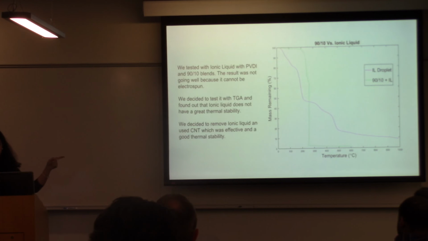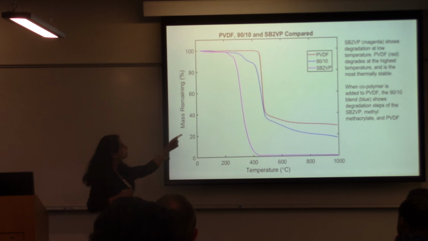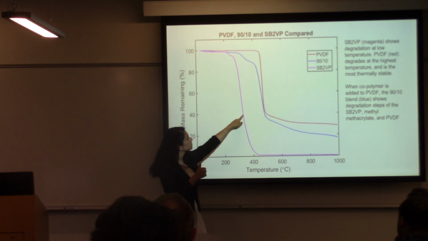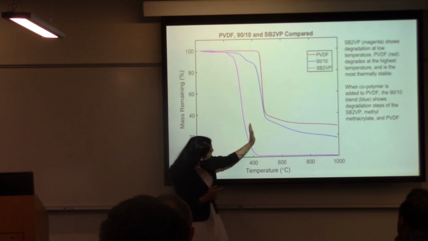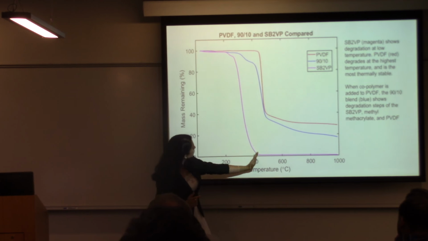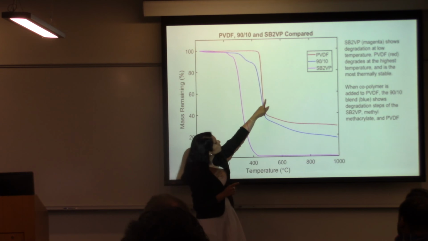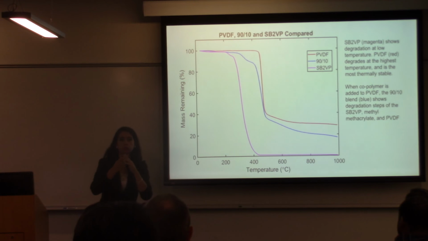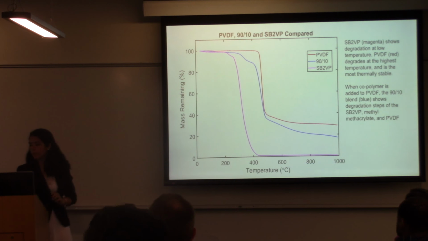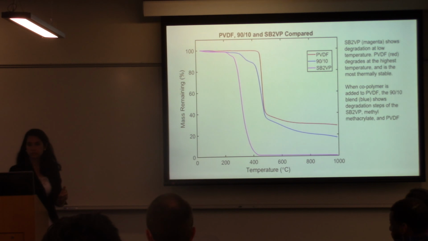We also show you here in our graphs. There's the 9010 SP2VP, pardon me. And again, the PVDF starts to lose its mass later than SP2VP.